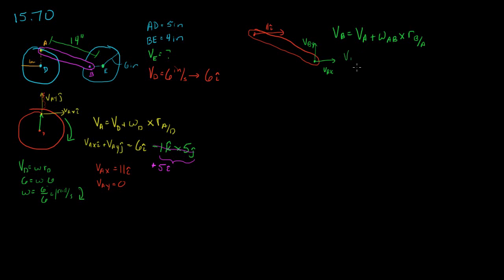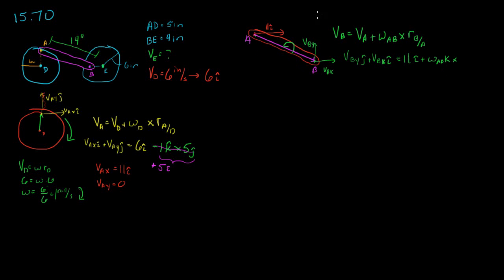So VBy j plus VBx i is equal to this velocity of A, which is 11, plus, we're going to assume this is positive, we're going to assume it's rotating this way, so omega AB k crossed with this position of B with respect to A. So we're starting at A, and we're going to B.